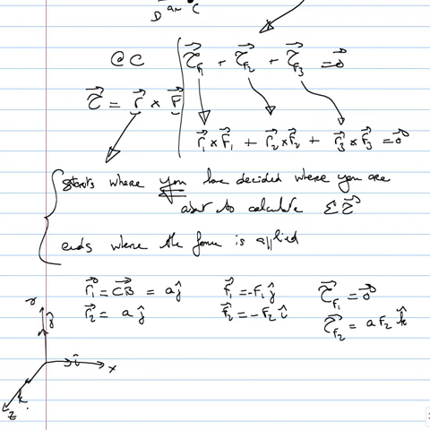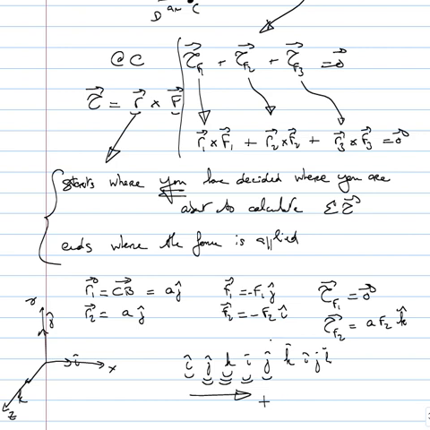There is a nice mnemonic trick that you can use. I, J, K, I, J, K, I, J, K. Whenever you go towards the right, it's positive. Therefore, I cross J is positive K. J cross K is positive I. K cross I is positive J, and vice versa. So every time you go towards the right, the cross product is positive.